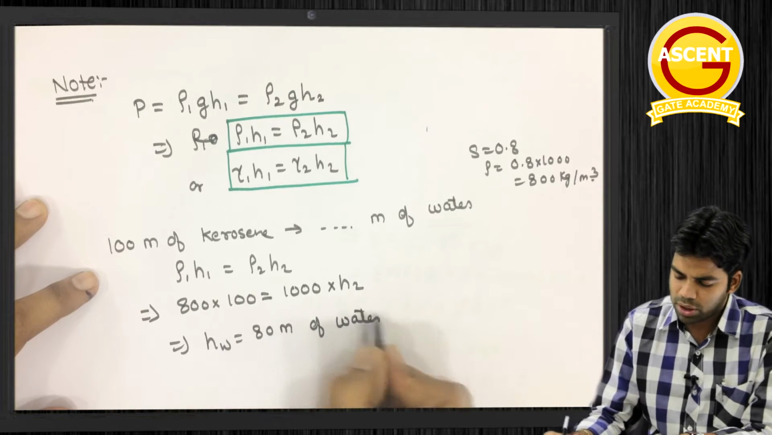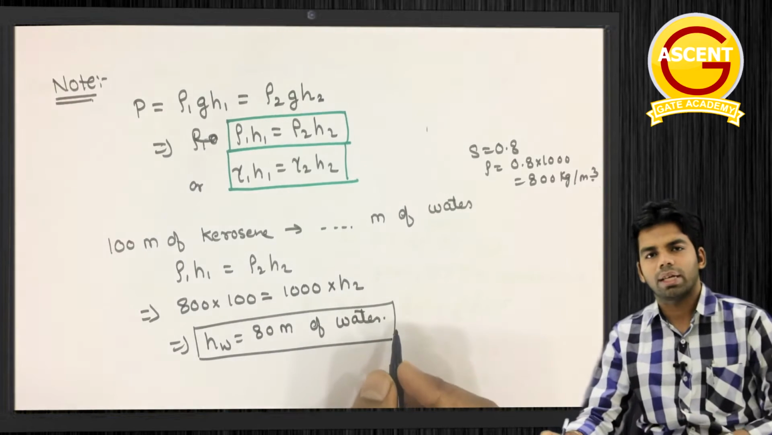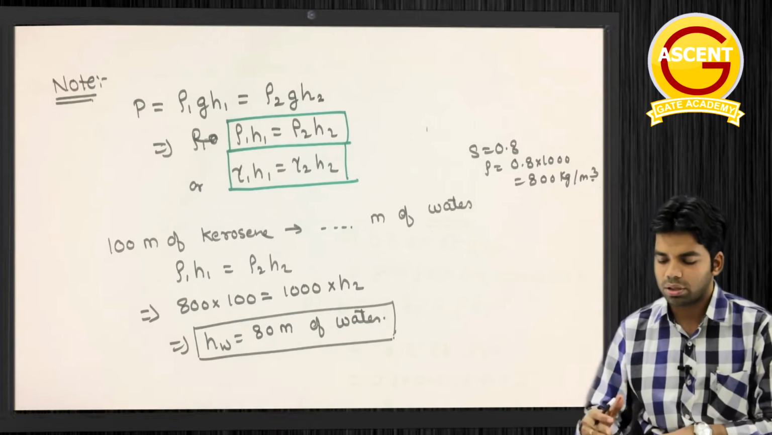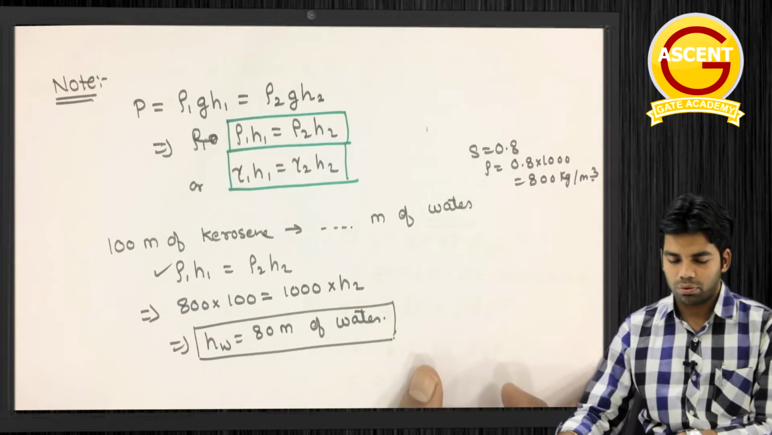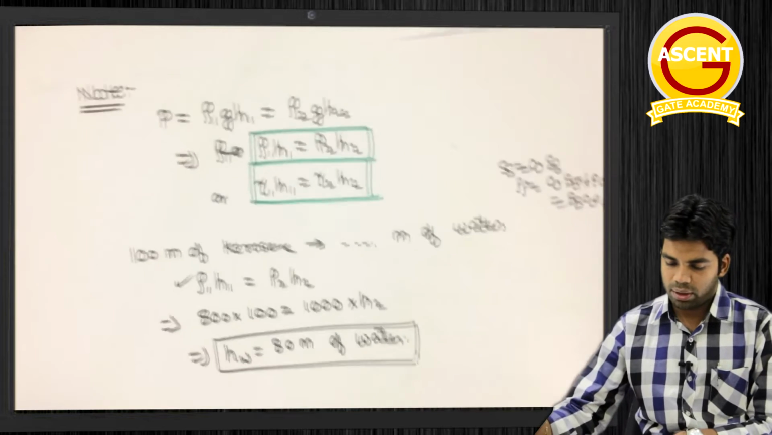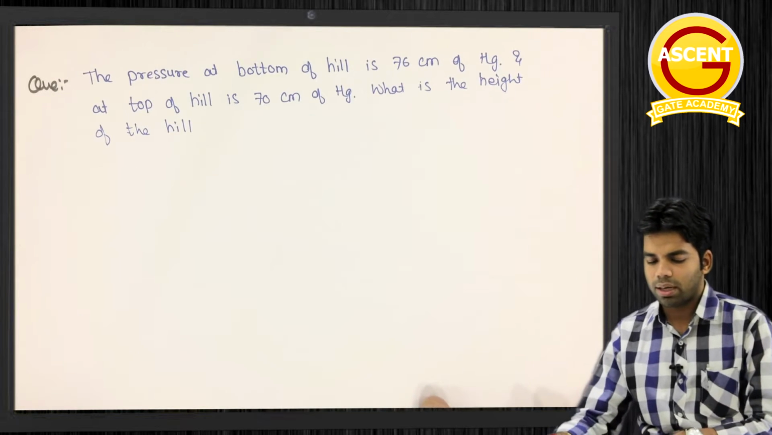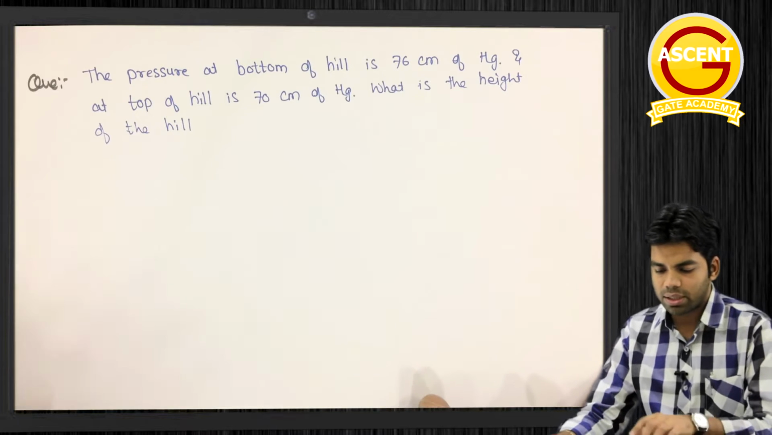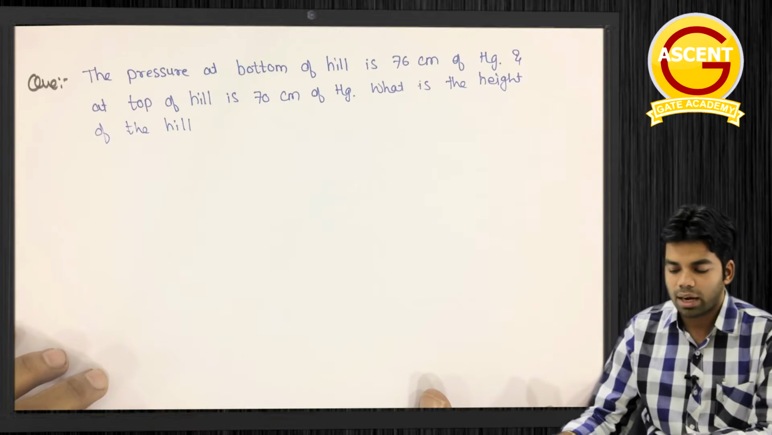Okay, so if the pressure is given in terms of one fluid, we can easily determine the same pressure in terms of another fluid by using this, rho 1 h1 is equal to rho 2 h2. Getting this now? Okay, now we will solve one question. The pressure at the bottom of a hill is 76 centimeter of Hg and at the top of the hill is 70 centimeter of Hg. Then what is the height of the hill?